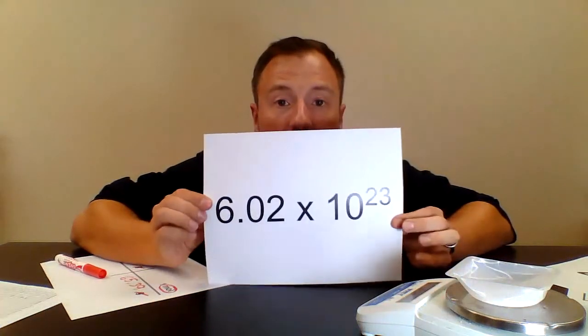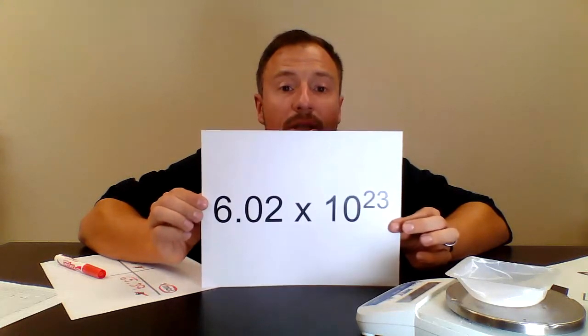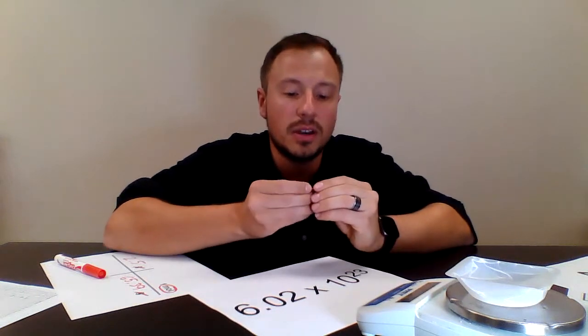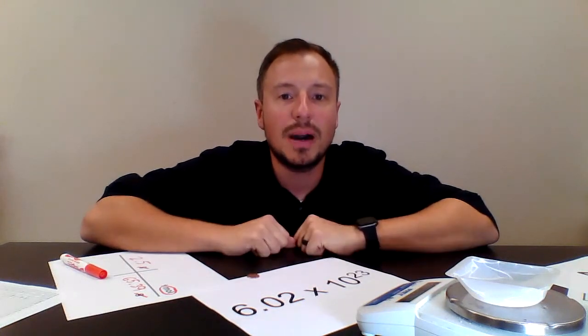Now to find the number of atoms, all you have to do is multiply the number of moles by Avogadro's number, 6.02 times 10 to the 23rd, and that'll get you the number of zinc atoms that are in a post-1982 penny. So once again, this is the My 2 Cents Lab.